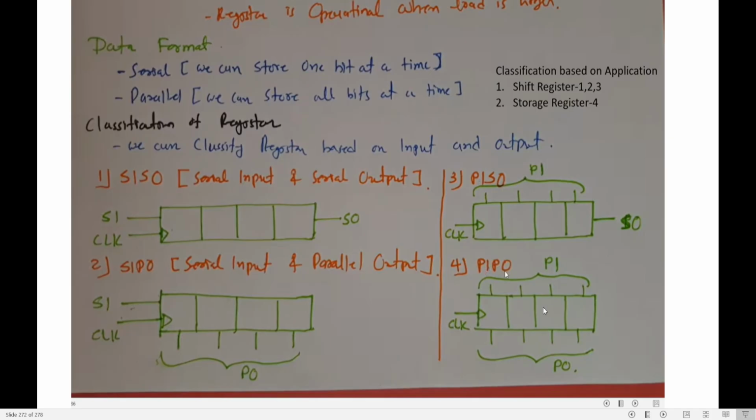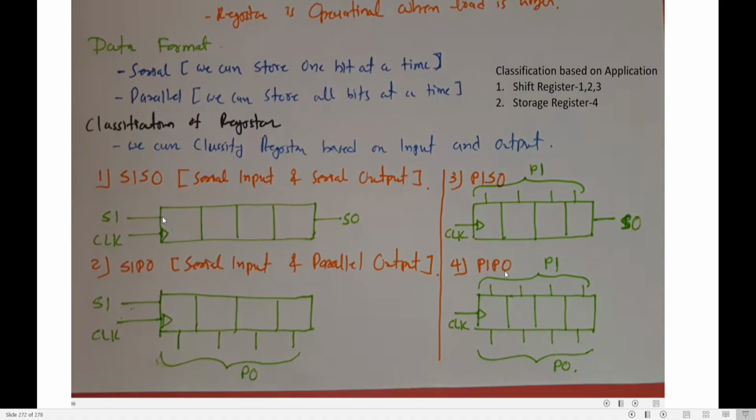Can you see this example? It's a 4-bit register. 1, 2, 3, 4. Load 4 bits at a time. I call it parallel. We can store all bits at a time. So based on this, we can classify a register.